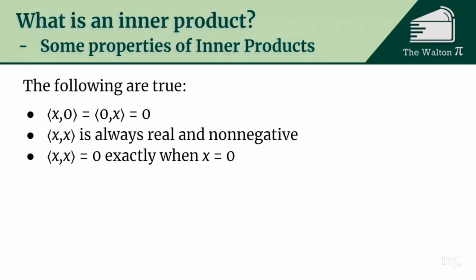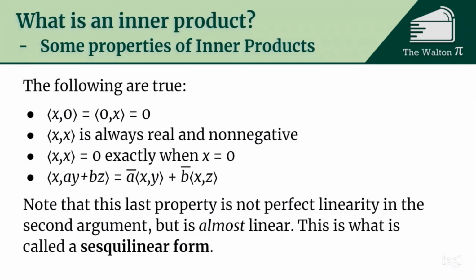Next, the inner product of x and x is 0 exactly when x is 0. That means that's the only thing that's going to have x comma x in the inner product be 0. And then this is our linearity-ish argument in our second piece. Now since this isn't perfect linearity, it's almost linear but it's not quite. This is what makes it a sesquilinear form. Sesqui meaning 1.5. It's almost linear but not quite.